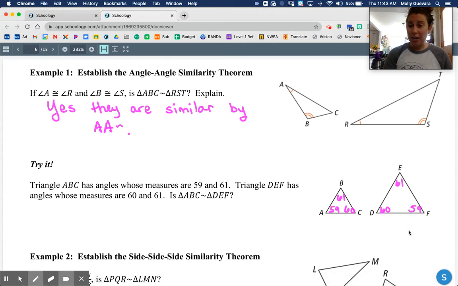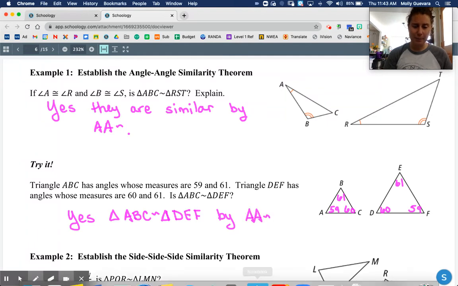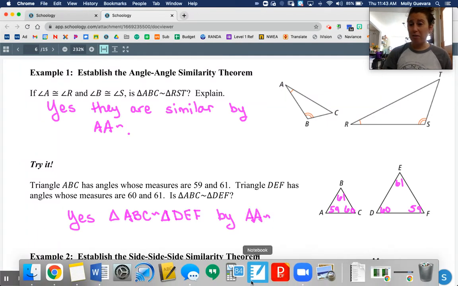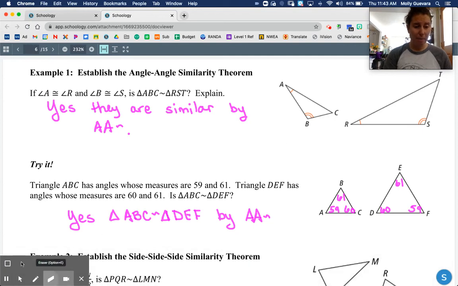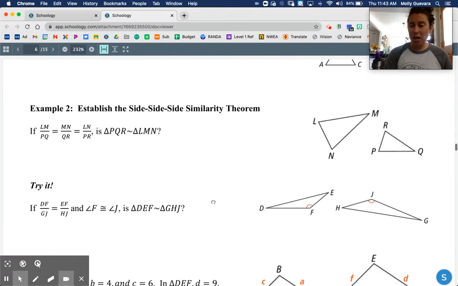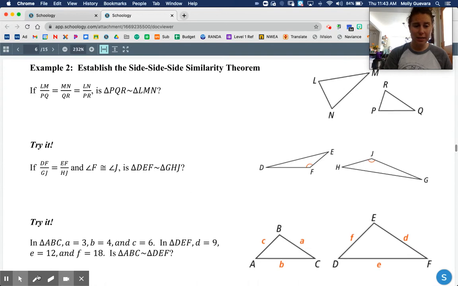So are these triangles similar now? Yes, all three of their angles are the same. So we can say yes, triangle ABC is similar to triangle DEF by angle similarity. So sometimes if the angles are not automatically the same, you might have to find that third angle to see if they are then the same. Hopefully that's not so bad. We're going to move on to side.